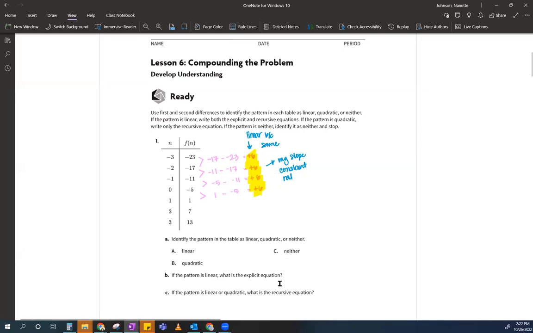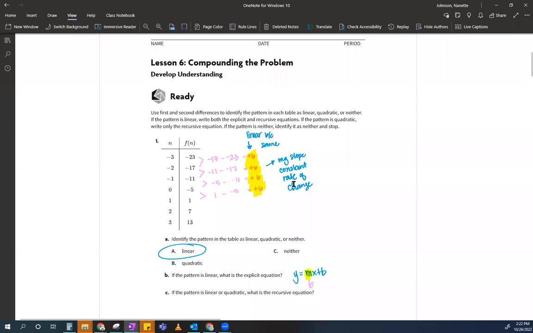If the pattern is linear, what's the explicit equation? So because it's linear, I know that the base form is y equals mx plus b, meaning every single linear equation could be written of the form y equals mx plus b. Well, what's my m and what's my b? M is my slope, right? So that guy shows up right here. So you want me to put a 6 there, Miss Johnson? Exactly. So I'm going to put a 6 there.